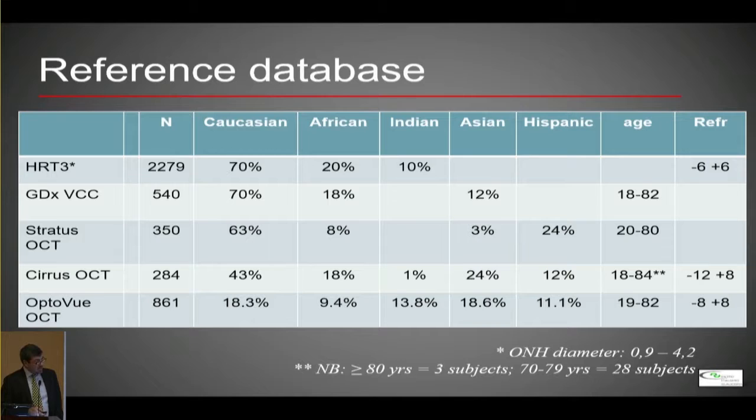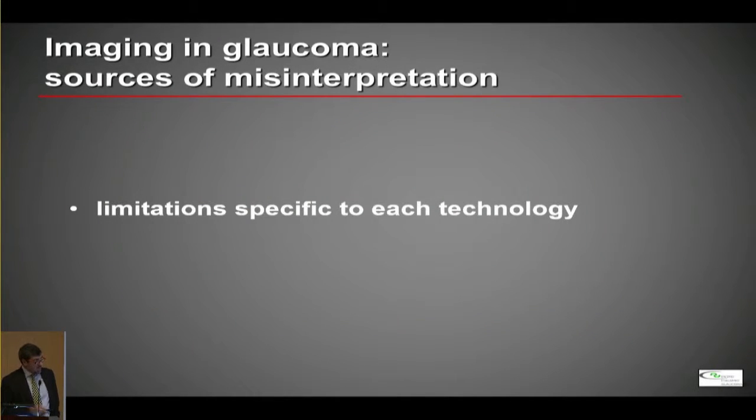On the other hand, generally all the databases give the range of age included, but this can be misleading because if we look in detail at the range of age, we can see that in some cases, like the case represented here, patients older than 80 years of age included were just 3 subjects, and it's obvious that this cannot be considered a normal or reference database. So this is one of the major issues when we are testing a patient for diagnosis. We can have wrong results based on a database which is not really representative.